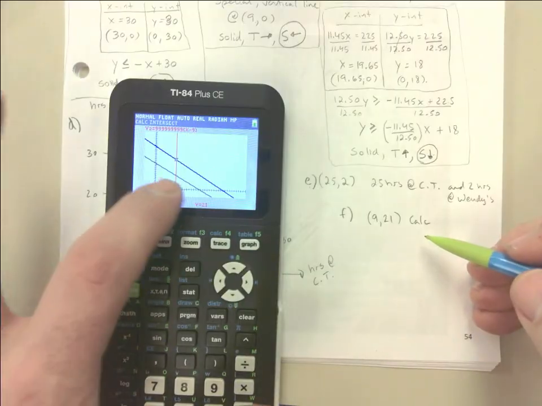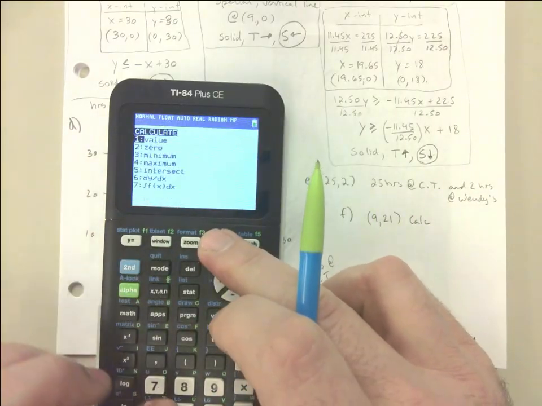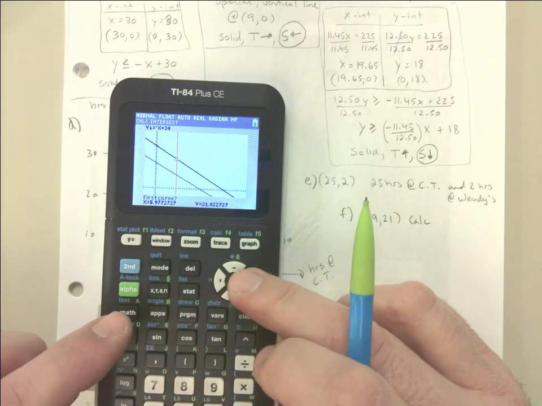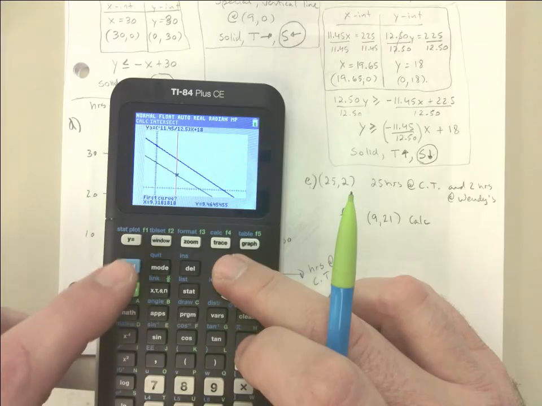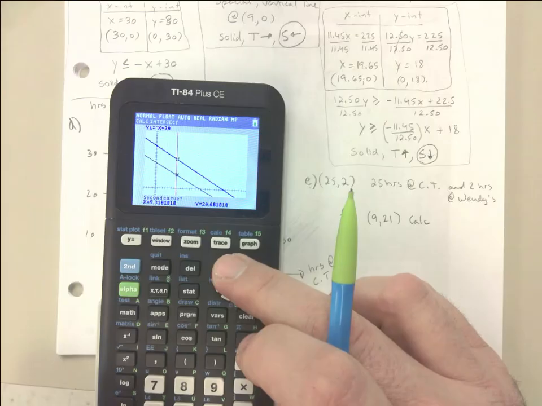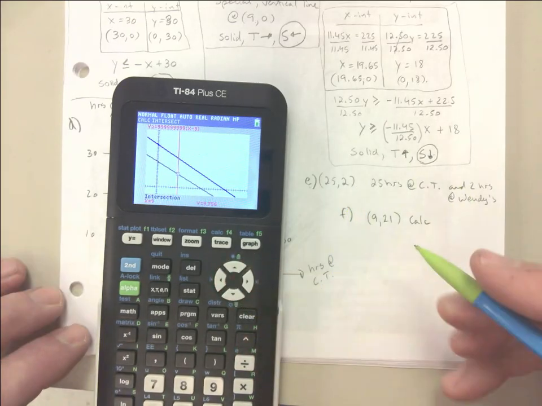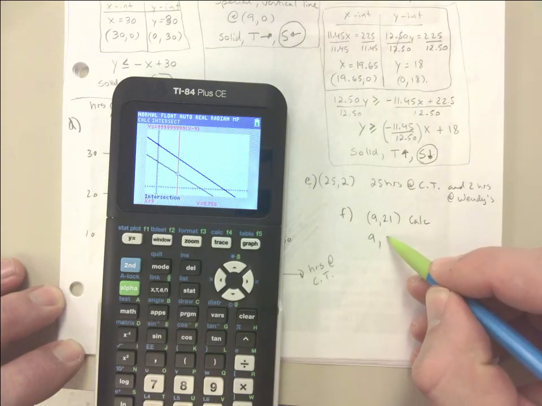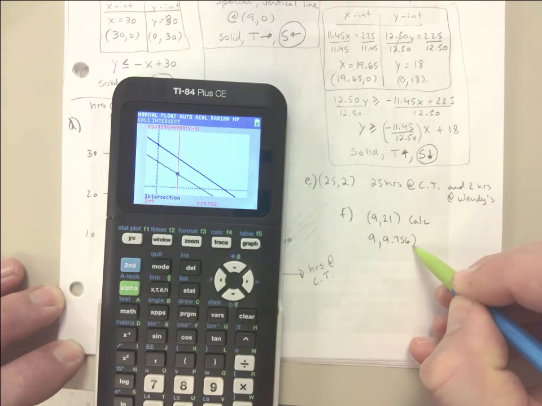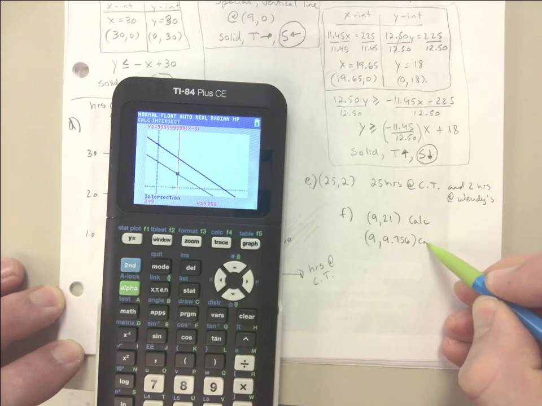Now I'm going to find between the red and the black. So I'm going to go second trace 5 or intersect. I'm going to jump lines. I jumped up and down arrow to get to the black line. Hit enter. Jump until you get to the red one. Enter, and then enter one more time. And you get 9.756. That's also calculator.